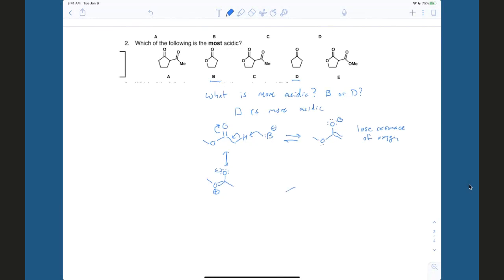In a ketone, we don't have to overcome any other competing resonance stabilization, and it just becomes an enolate. So if ketones are more acidic than esters, does that change your thought on this problem at all?